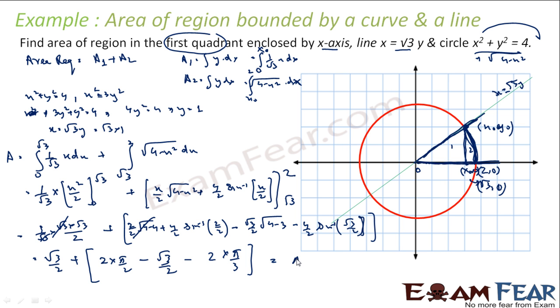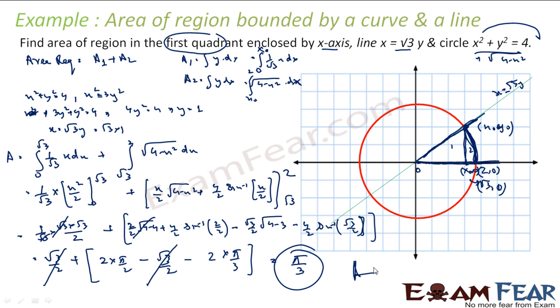So if you add everything, what you get is pi by 3, because root 3 by 2 minus root 3 by 2 cancel, and this is pi, this is 2 pi by 3, subtract, you get pi by 3 as the difference.